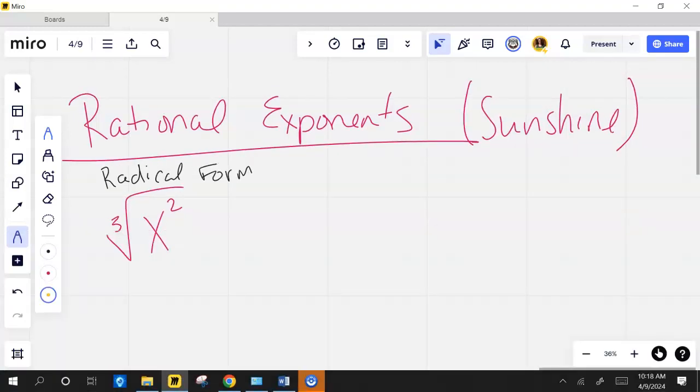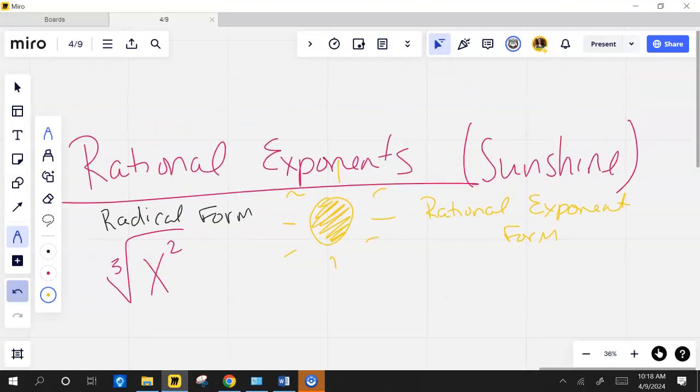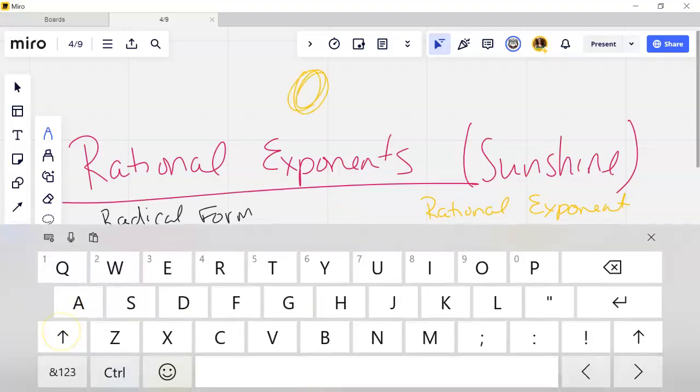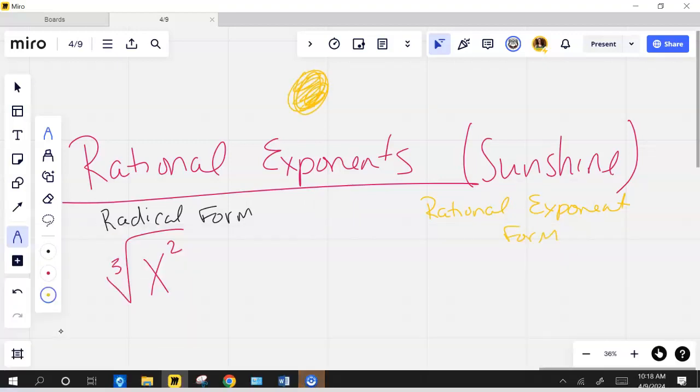When you switch from radical form to what we call rational exponent form. I'm even putting it in yellow so it looks like a sunshine. He actually drew this picture. He said, think about a sunshine. So if the sun is shining down, and it should be up at the top now. Shining down. Okay, put your sunshine wherever you want.